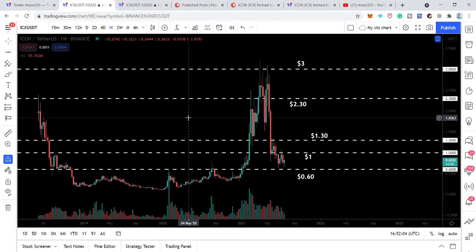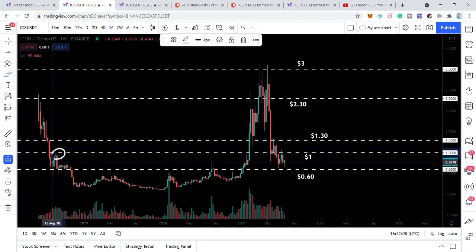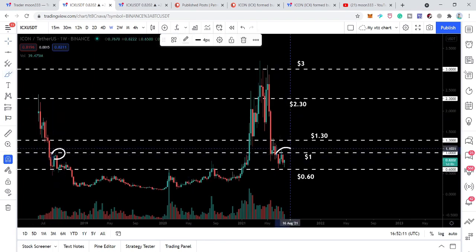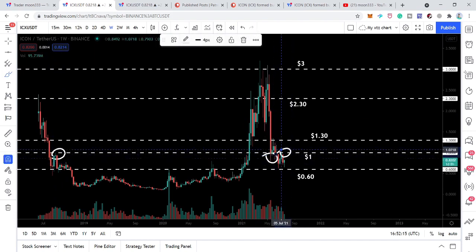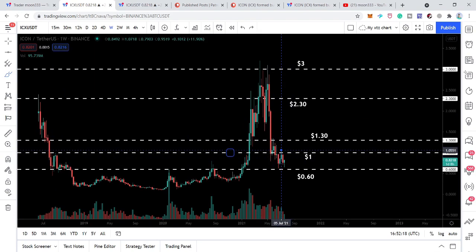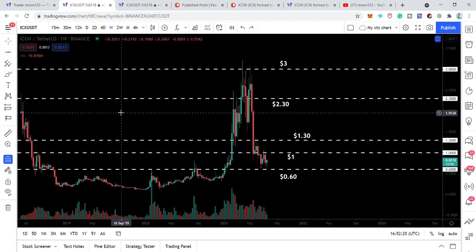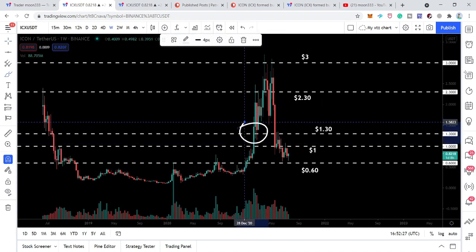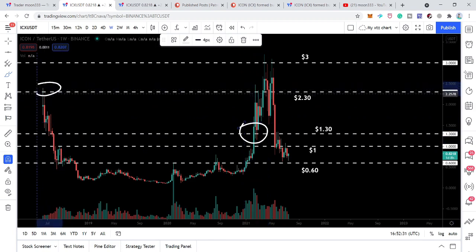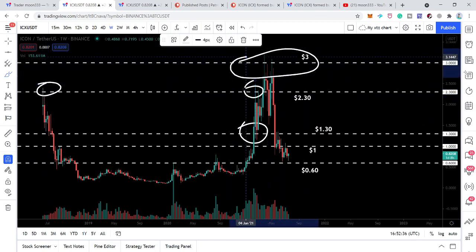This $1 is also a very good resistance for the price action because previously it had been working as a resistance here, and here it has been working as a support, and currently it is working as a resistance. Then we will have the next resistance at $1.30 that has been working as a support here. Then we have the next resistance at $2.30 that had been working as a resistance here and here as well. Then our final resistance will be at $3.